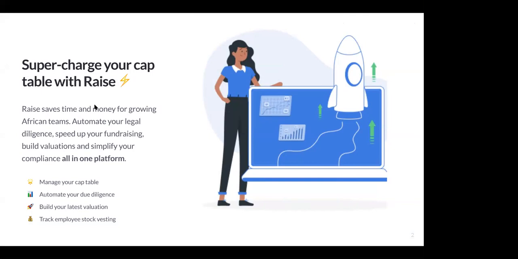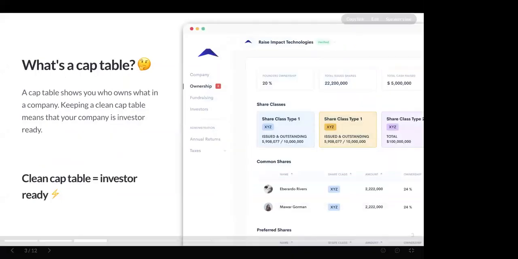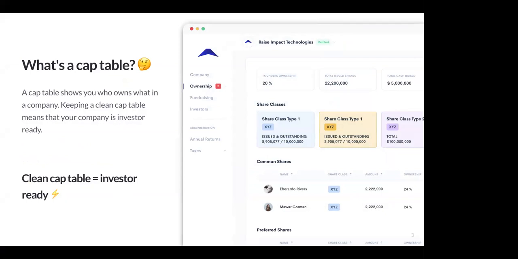Introduction to Raise. Some of you may or may not know, we are a software and platform company that helps African startups raise money, manage cap tables, and automate legal diligence and compliance. We've seen and operated a lot of companies, we've been a part of a lot of transactions, and we see the same things happen over and over again. We wanted to break this down and come back to the foundation, the root of all of this, and talk about what a cap table is.